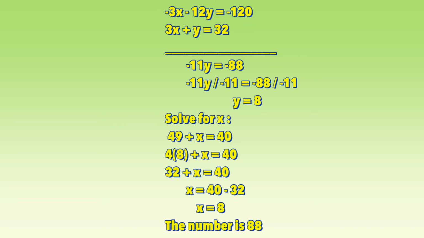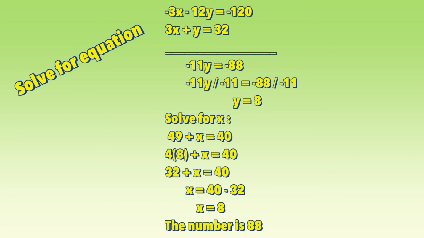Then this time we can eliminate the x term. So the remaining is negative 12y plus y. Then we have to add; since they are unlike signs, we subtract, so negative 12y plus y equals negative 11y, equals negative 120 plus 32. Since they are unlike signs, we subtract, and the difference is negative 88. Then we solve for y by dividing both sides by negative 11. So negative 11y divided by negative 11 equals y, and negative 88 divided by negative 11 equals 8.